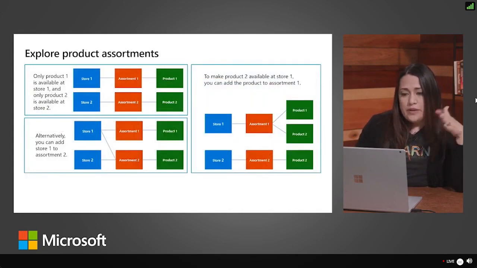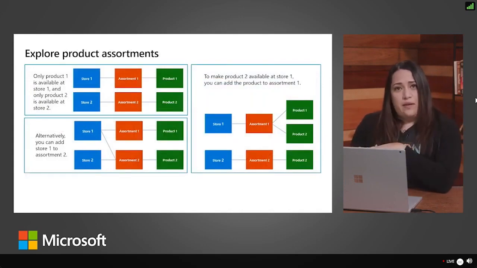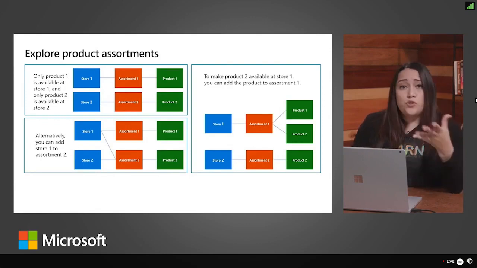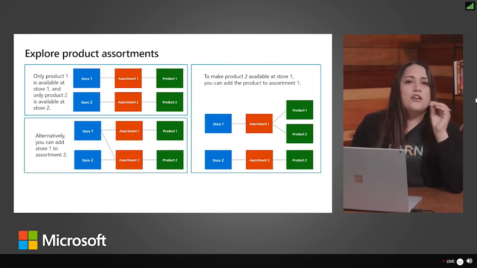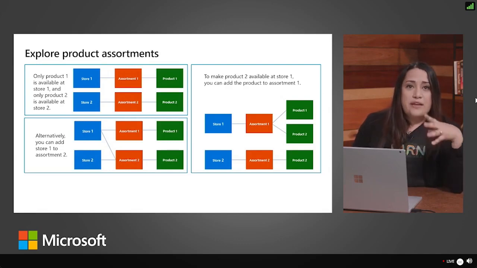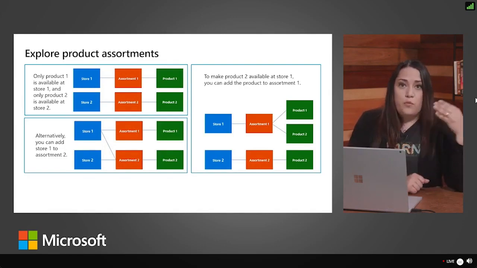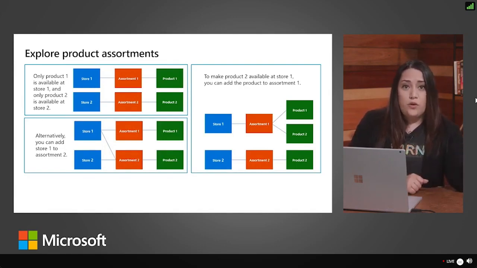So as we move along and look at some of the different capabilities inside of Dynamics 365 Commerce, we need to look at assortments. What assortments allow you to do is basically manage product availability across all your different channels. And this is what's going to determine which products are available at specific stores or during a specific period.